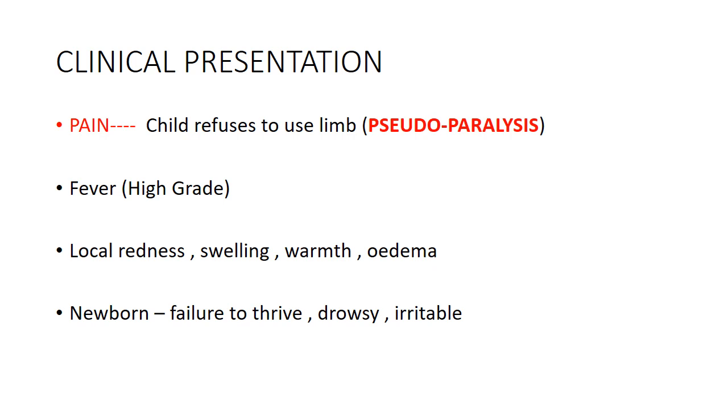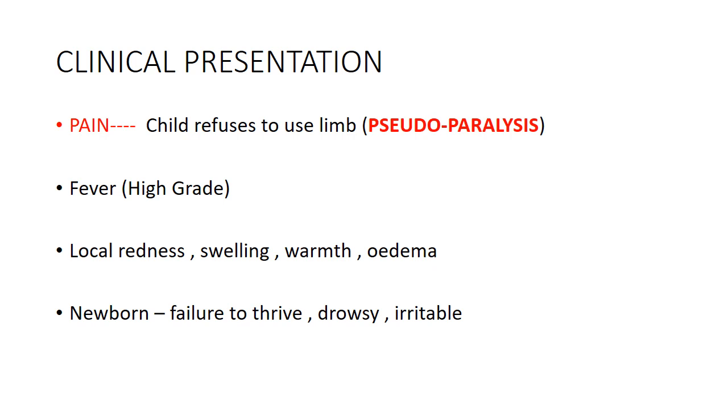As far as local redness, swelling, warmth and edema are concerned, as you can appreciate from the pathogenesis, by the time pus reaches the soft tissue and becomes a soft tissue abscess, the damage to the bone has already occurred. So by the time local redness, swelling, tenderness, warmth and edema become apparent over the skin, the damage to the bone has already occurred. So, the pain and fever.